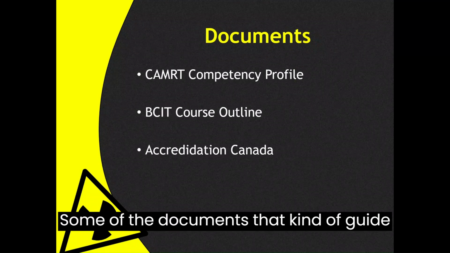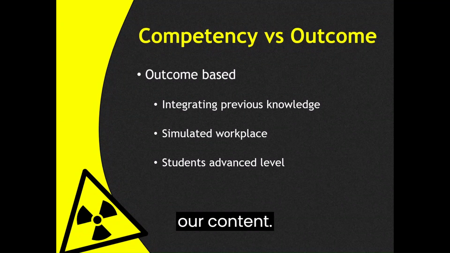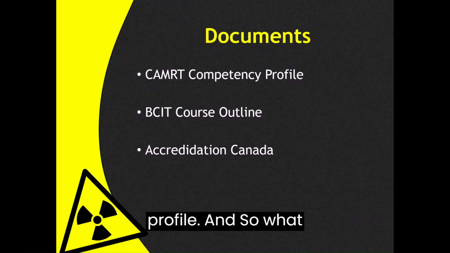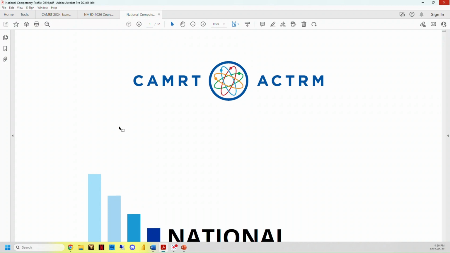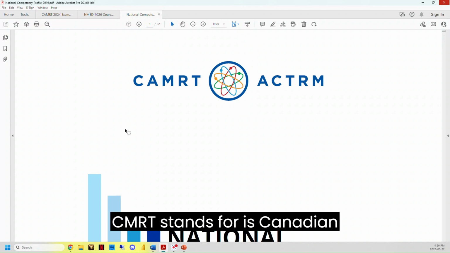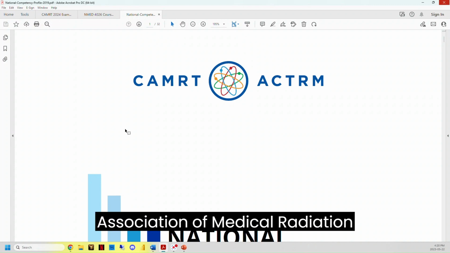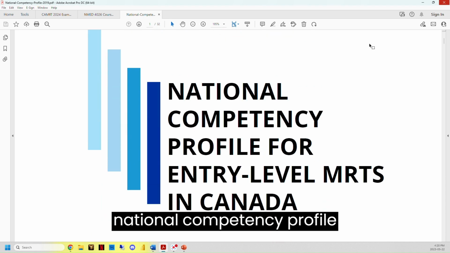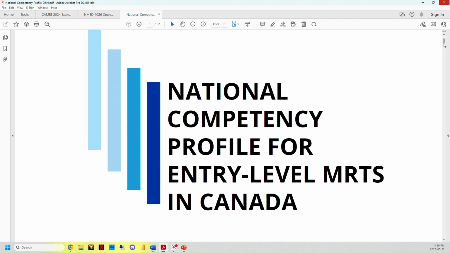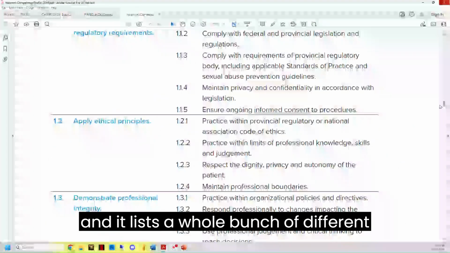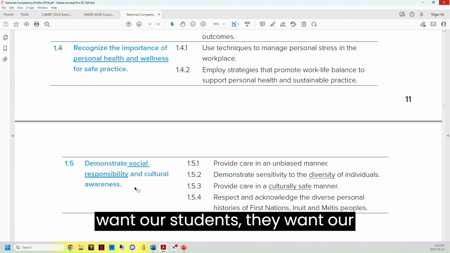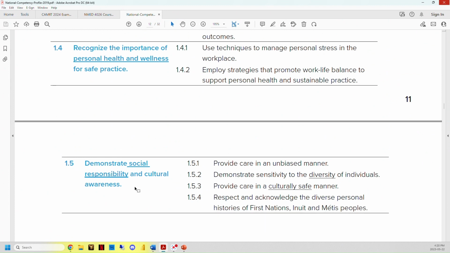Some of the documents that guide our content. One is the CMRT competency profile. CMRT stands for Canadian Association of Medical Radiation Technologists. They've got this national competency profile, and it lists a whole bunch of different competencies that they want our students, our technologists, to be able to do.